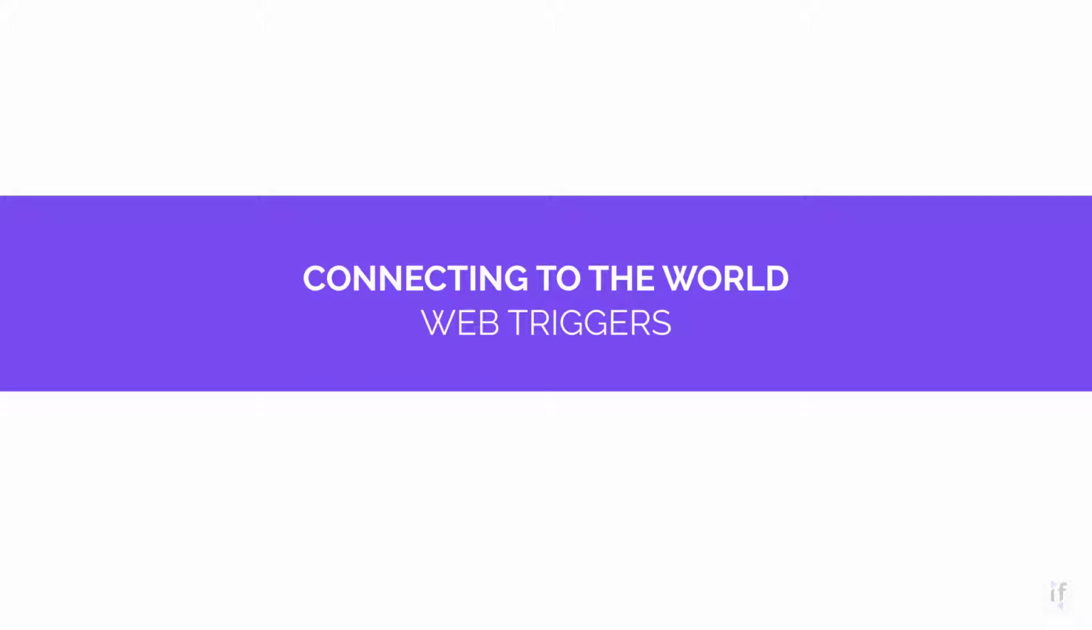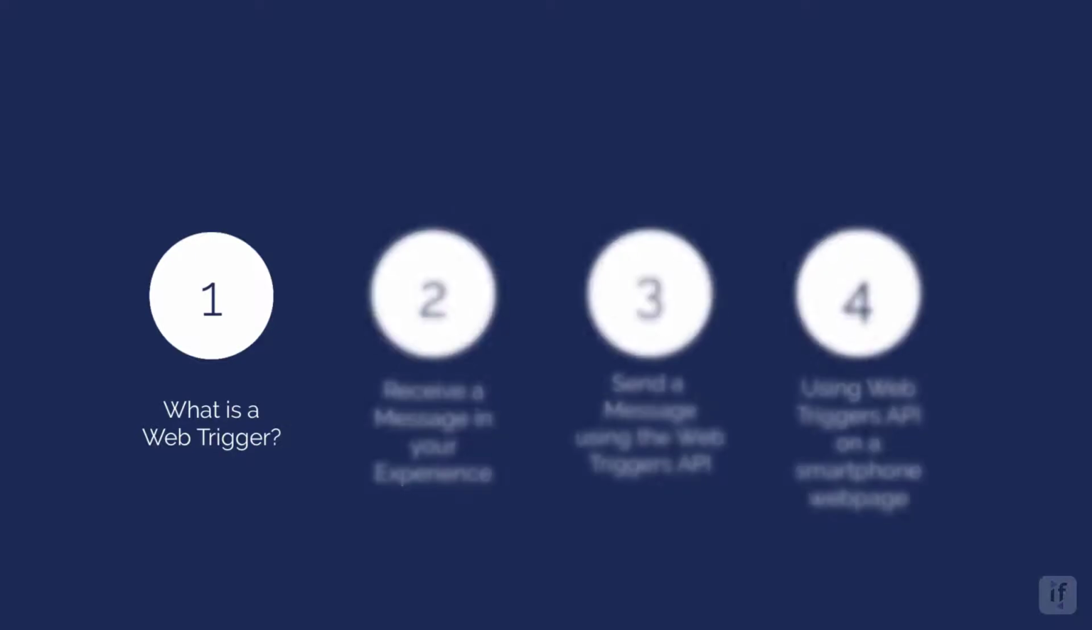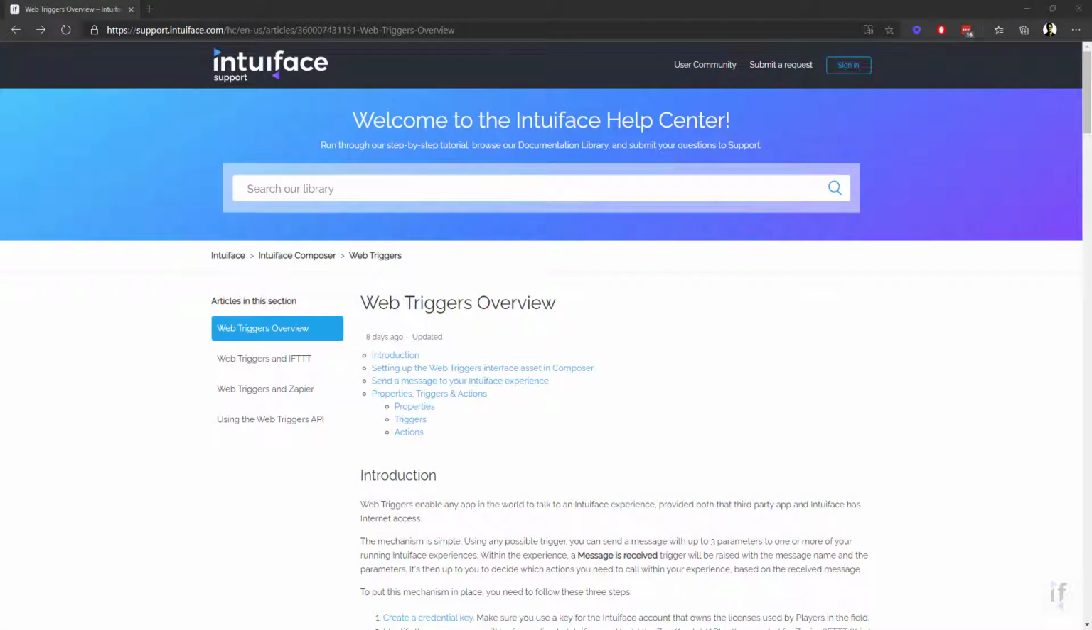Hi, in this module, we are going to see how to use web triggers to receive messages in an interface experience coming from the outside world. First, what is a web trigger? Web triggers are messages that can be sent by any app in the world to talk to an interface experience, provided both that third-party app and interface has an internet access.